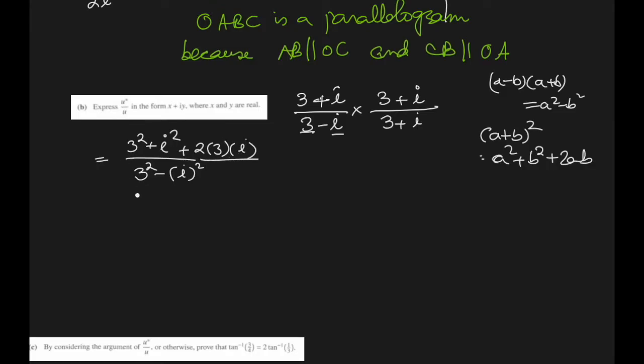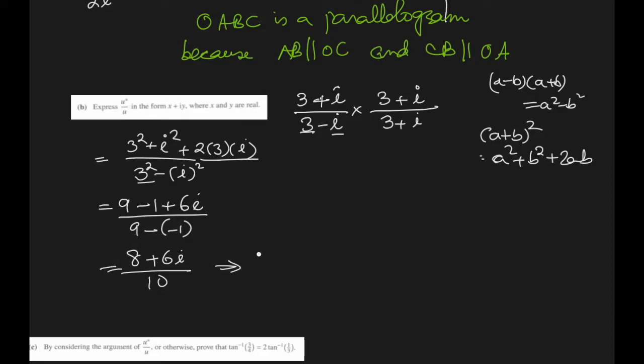So what will that be? 3 square is 9, i square is negative 1, and 6i. Then in the denominator we have 9 minus i square, and i square is again minus 1. So it will be how much? 8 plus 6i divided by 9 plus 1, 10.